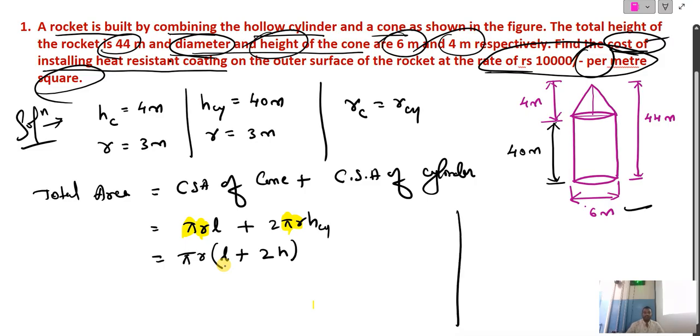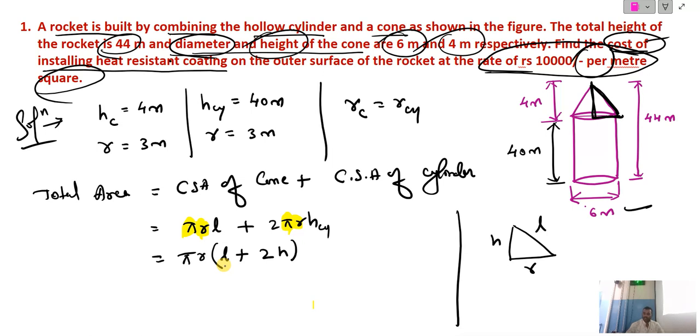But here one thing is missing. L. We want slant height. Slant height is not given. They have given the normal height. At that time what can you do? Draw one triangle. Can you remember this? This is my right angle triangle. Can you see this shape? This is my right circular cone. In this right angle triangle, this is my radius. This is my height. And this is my slant height. If I want to calculate this L, we have the formula L equals R square plus H square.